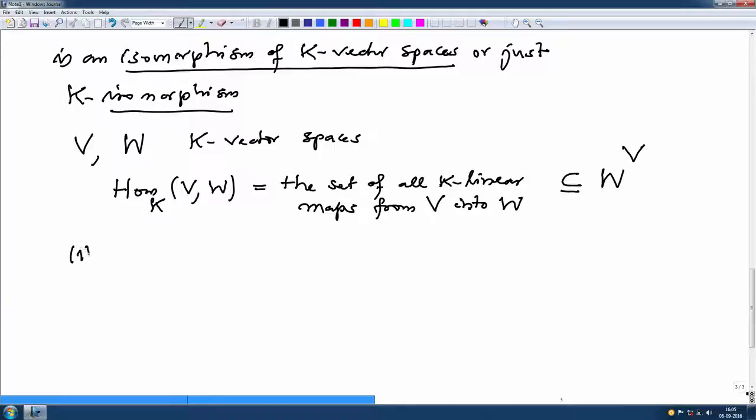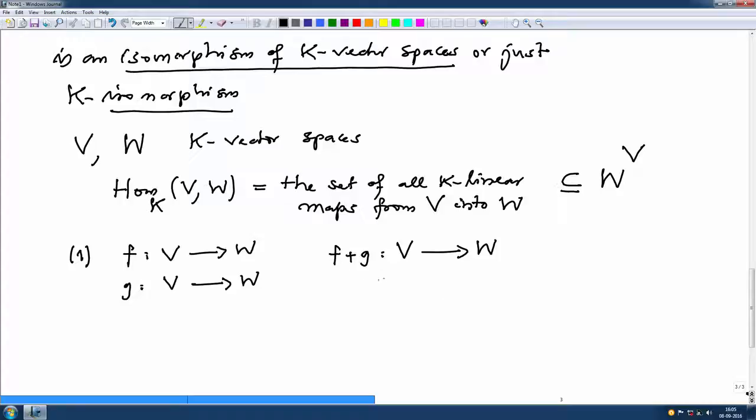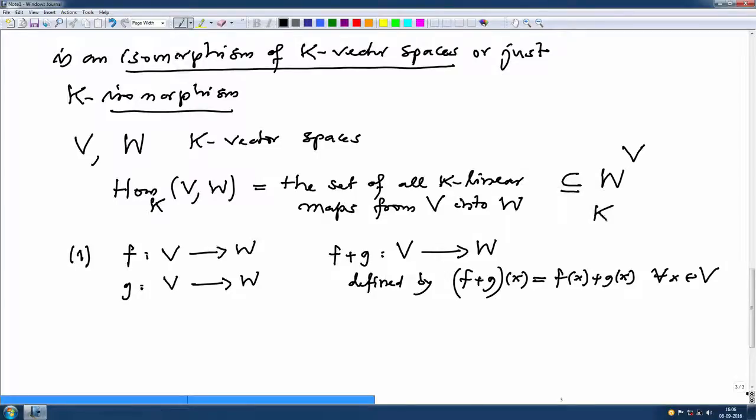So, the first thing to note is we can add two linear maps. If F is a linear map from V to W, and G is a linear map from V to W, then you can define a new linear map, which we will call F plus G, from V to W. This is very natural. It is defined by F plus G evaluated at x is the same as Fx plus Gx for all x in V. This is the same thing as saying that W power V is also a vector space, because it is a power of this vector space, and this is a K vector space with component wise structure.